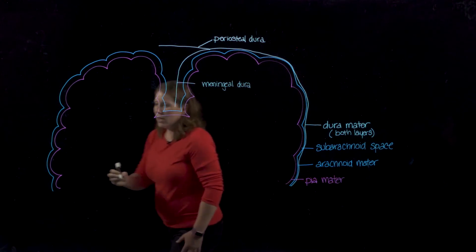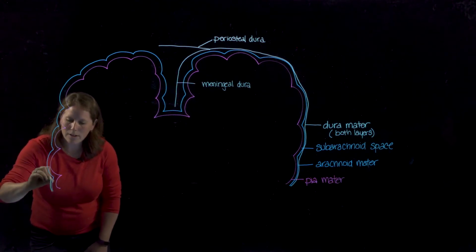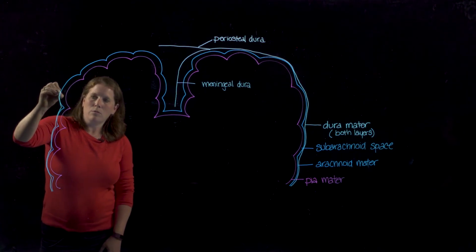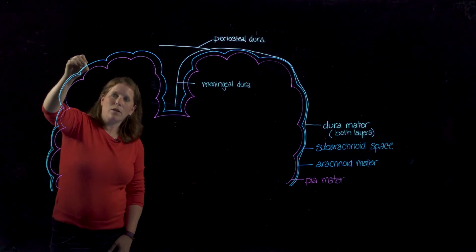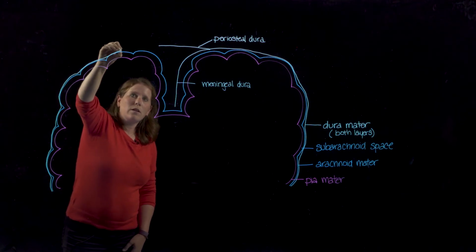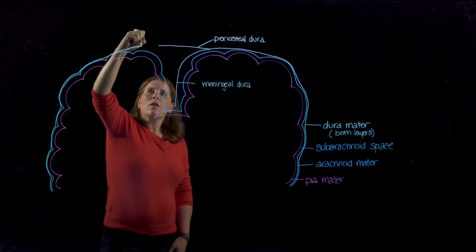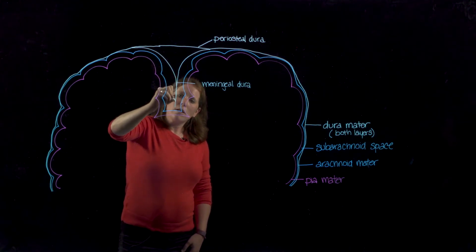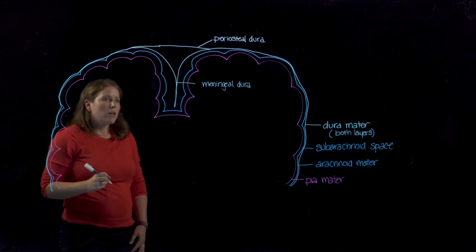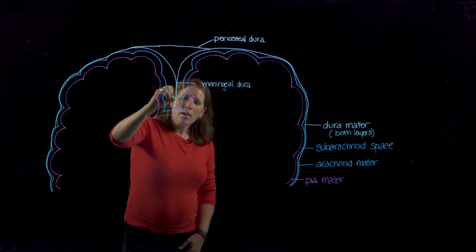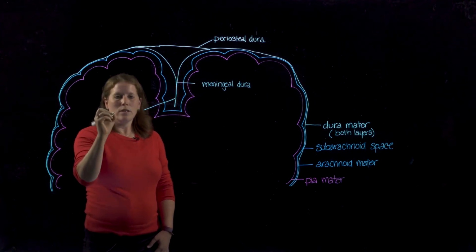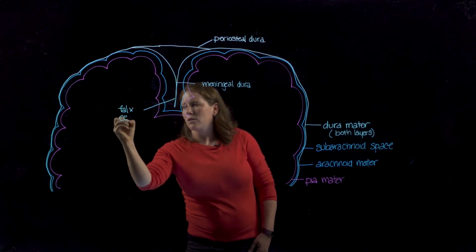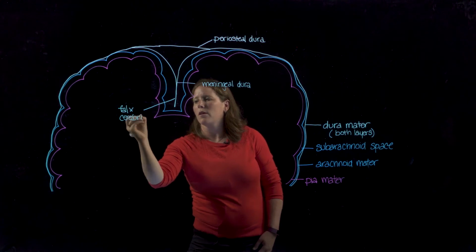Now, when this happens on the other side, the exact same pattern. I'm drawing this as close as I can because there is not really a space between dura and arachnoid. These two layers of meningeal dura meet, and this is actually one of our dural extensions. This is the falx cerebri.